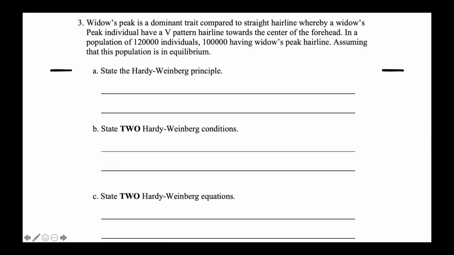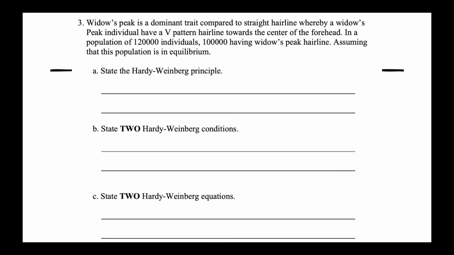Now let's take a look at the last example. Widow's peak is a dominant trait compared to straight hairline, whereby widow's peak individuals have a V-pattern hairline towards the center of the forehead. In a population of 120,000 individuals, 100,000 have widow's peak hairline. Assuming that this population is in equilibrium.